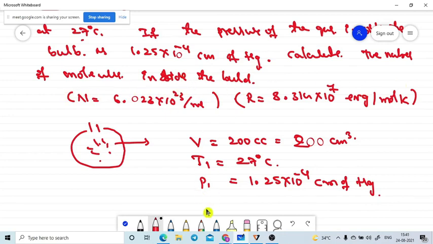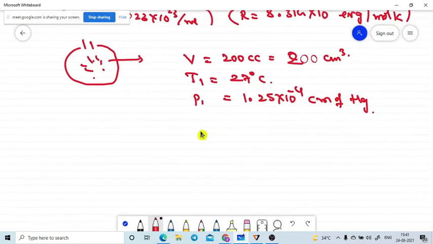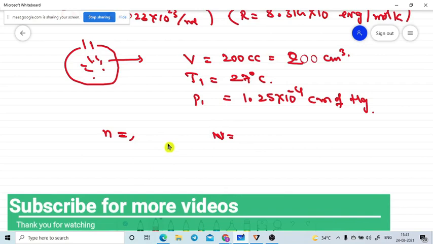Number of molecules means is it the number of moles or another value? My question is clear. They are asking the number of molecules. Is the number of molecules equal to the number of moles or another value? Let me take the number of moles as small n, and I will represent the Avogadro number with capital N. But they are asking the number of molecules.